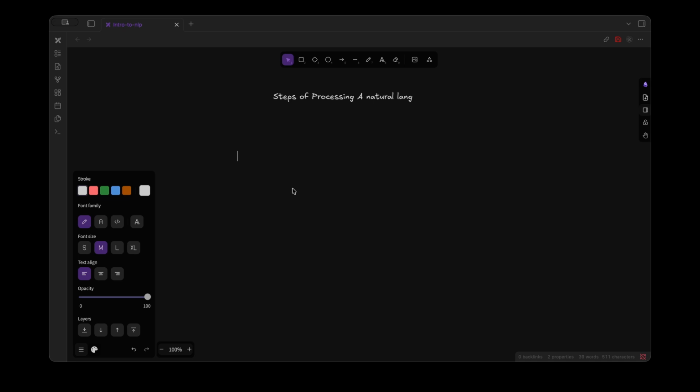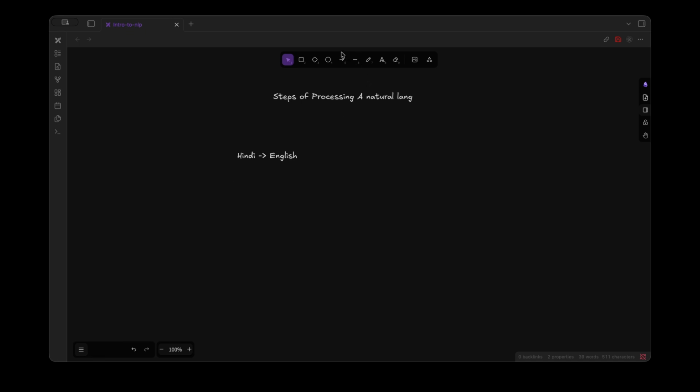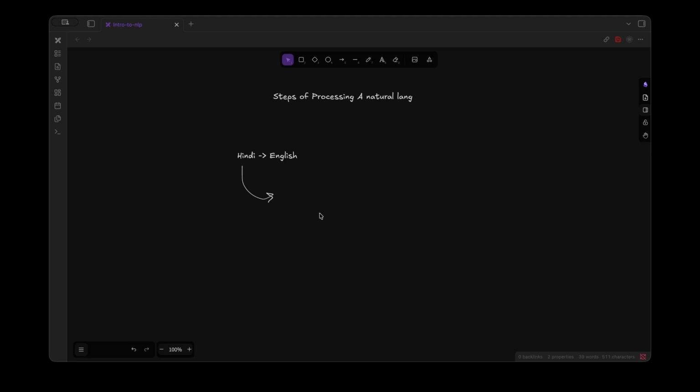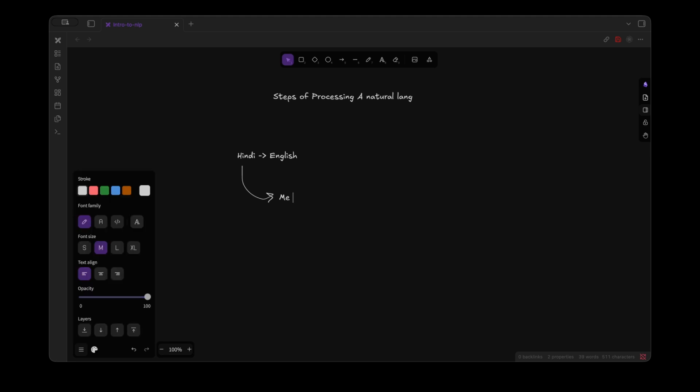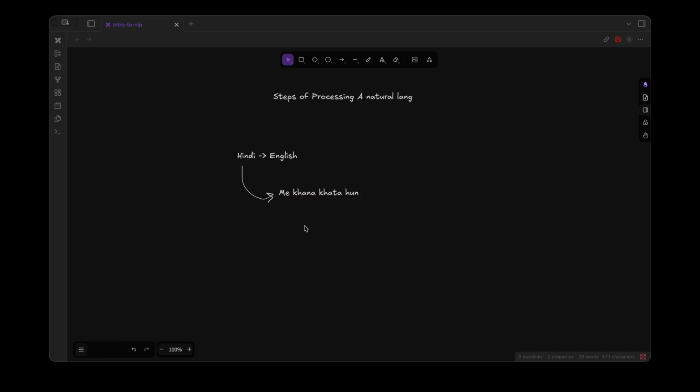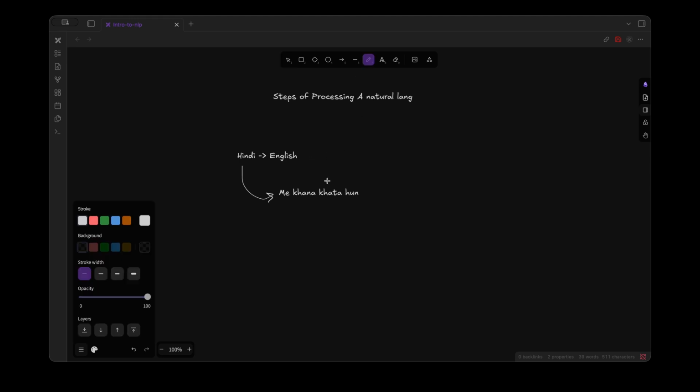Let's say whatever your native language is, like Hindi. I'm taking Hindi as an example, and you want to convert a sentence from Hindi to English. In Hindi, what would you say? कि मैं खाना खाता हूँ, right? मैं खाना खाता हूँ. We want to convert this particular sentence to English. This is our objective.